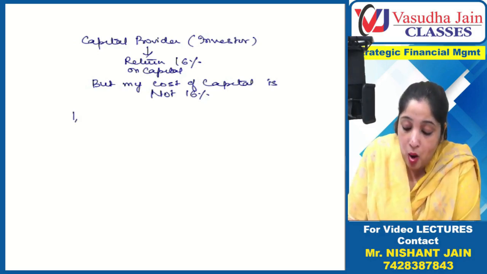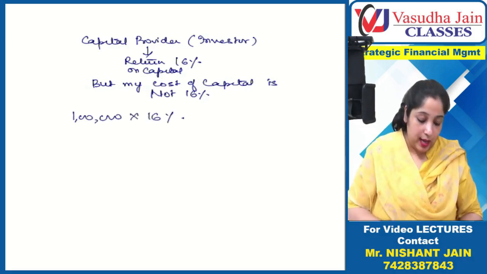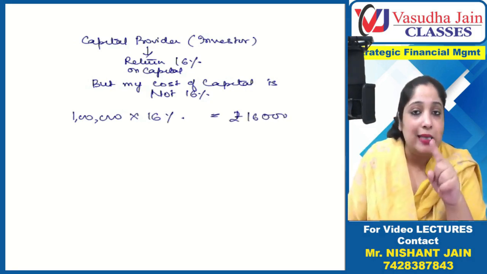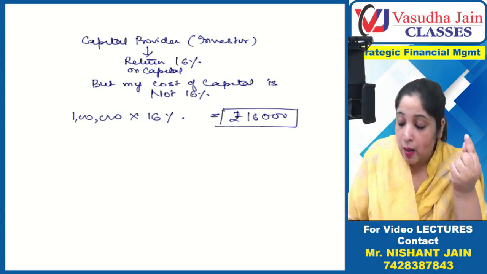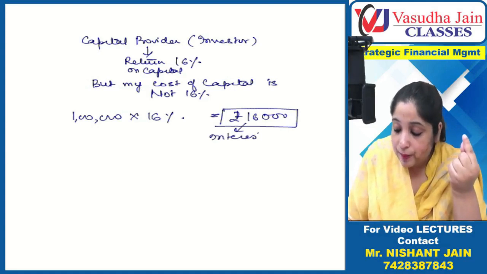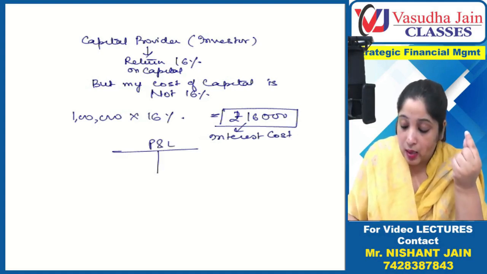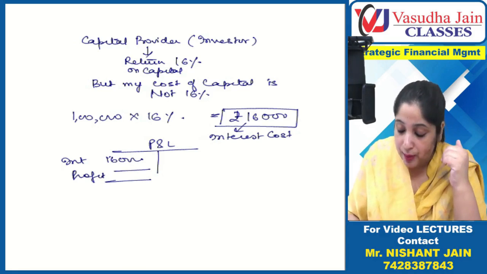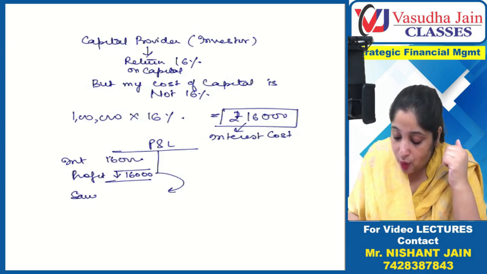Why? On 1 lakh, if I pay them 16%, how much is 16% on 1 lakh? It is 16,000 rupees. So I need to pay them interest of 16,000 rupees every year. This is the return they will get, but this is the interest cost. Now this interest cost I will show in my P&L account. Automatically my profit will get reduced by 16,000 rupees. I will be able to save tax on it.